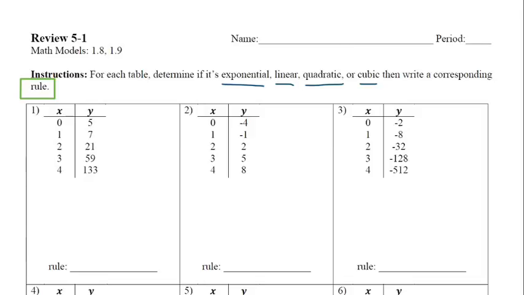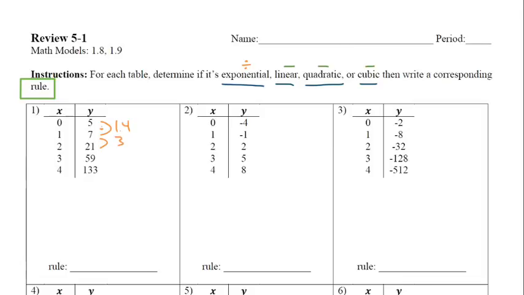Just as a quick reminder, for linear, quadratic, and cubic, you're subtracting. But for exponential, you're dividing. So I would always try exponential first, just to knock it out. Like over here on number 1, if I took my calculator, did 7 divided by 5, I got a 1.4. And then 21 divided by 7 is 3.